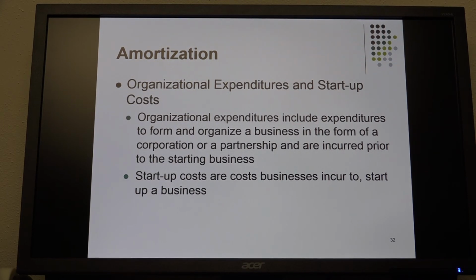These are costs that are incurred to start up a business. They're incurred prior to starting the business. And what you get to do, and this again is elective, is immediately expense up to $5,000 of those costs. Okay? So you can immediately expense up to $5,000 of the organization expenditures or startup costs. There's a limit on this. If the business incurs more than $50,000 in organizational expenditures or startup costs, there's a phase out of the $5,000 immediate expense.